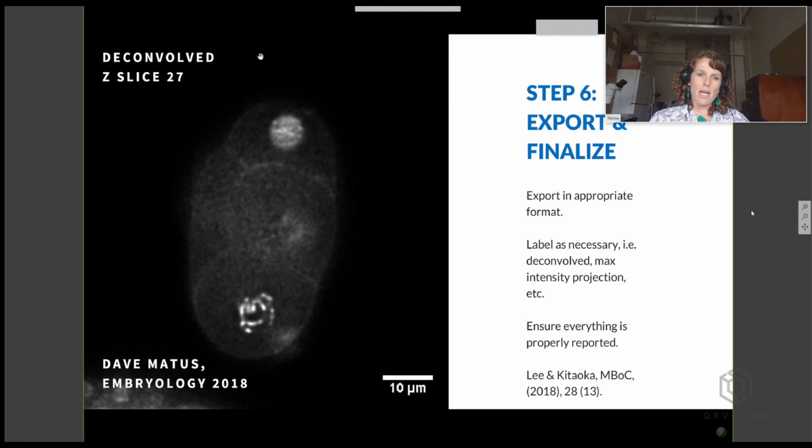So in this case, I'm indicating that this image has been deconvolved, that it is just looking at a single Z slice with the number here. This was imaged by Dave Mattis in the embryology course. And I'll emphasize again to make sure that you report everything you do, in the figure caption and on the image like I'm showing you here. Also, don't let your biases come through and don't mislead people. There was a really great guide for beginners that just came out recently. I'm giving the reference here, and I highly, highly recommend that you check that out.